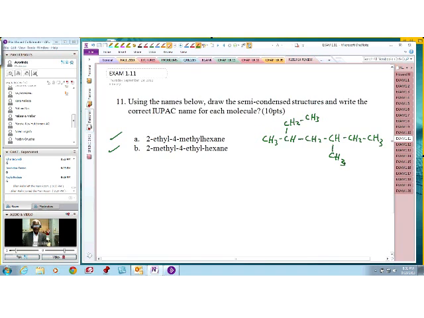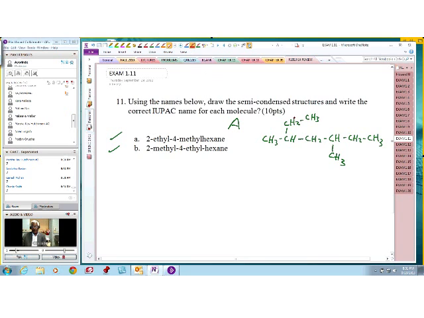Now we want to name this molecule. Can anybody tell me the number of carbons in the base name of this molecule? Let us call it molecule A. 7, exactly. Very good. Excellent. So 7. Now the question is, where do we start counting?